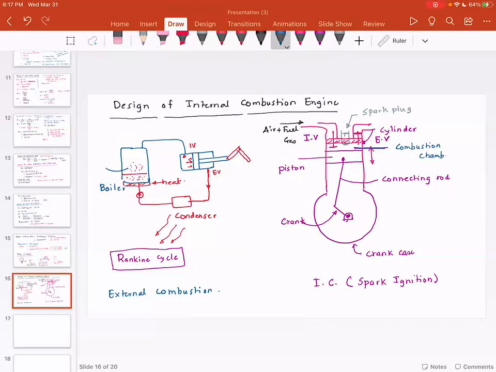So what happens in the combustion chamber is, if you have a four-stroke engine, there are four strokes. There are different types of internal combustion engine. You can have a four-stroke engine or you can have a two-stroke engine. You can have a gasoline engine or you can have a diesel engine. And we will talk about it in the next section. But at this point, I want you to understand the functioning of the internal combustion engine.